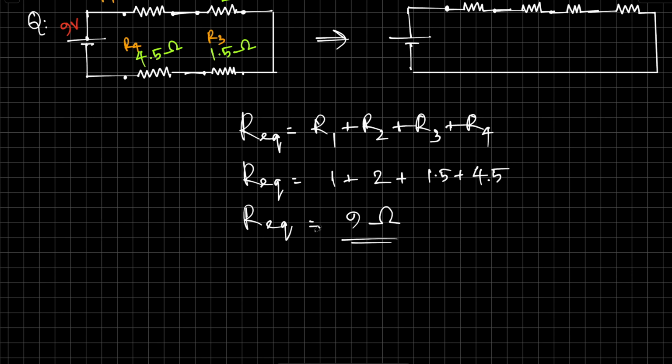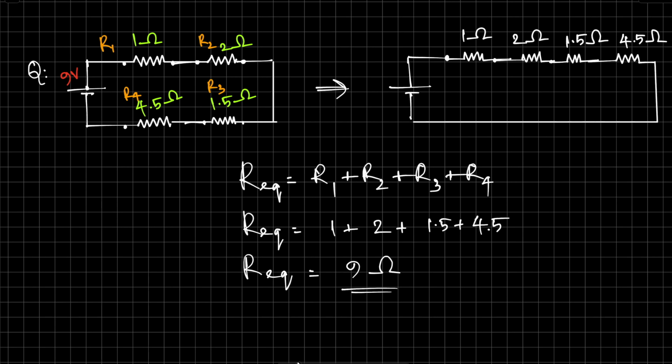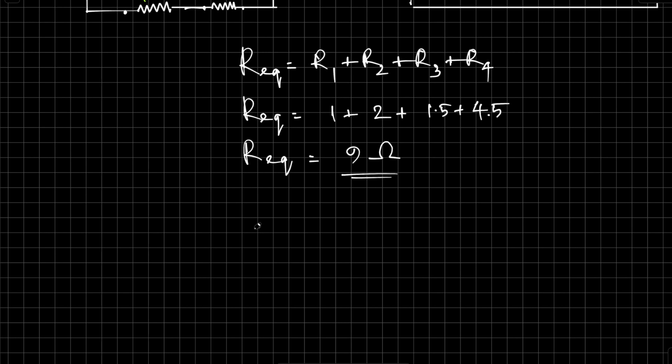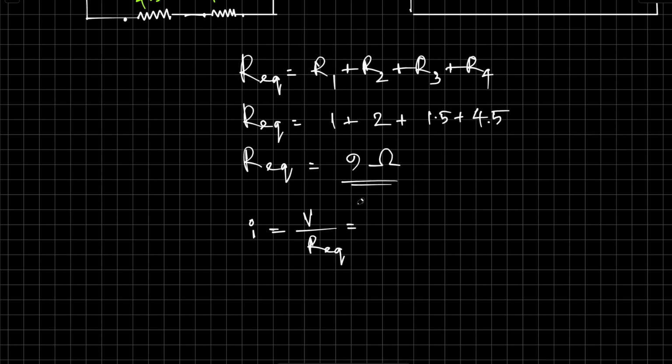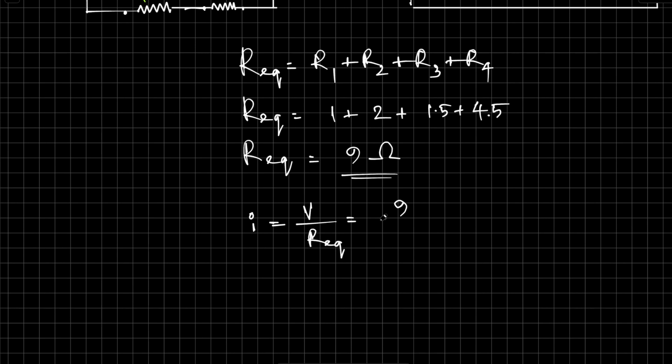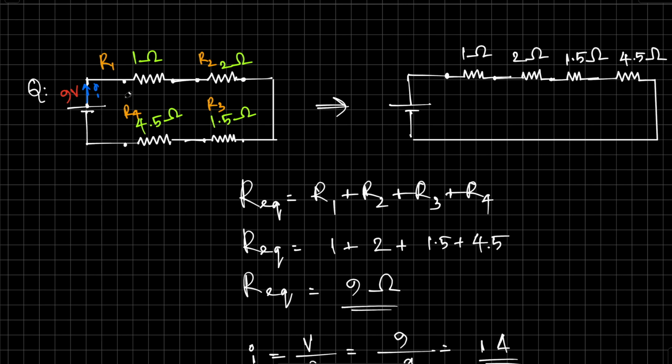Now, we're going to find the current flowing through the battery, the total current in the circuit. Let's call it I. Equation for I using Ohm's law, I equals V by Req. Voltage is 9 volt. Req is 9 ohms. 1 ampere current is flowing through the circuit.